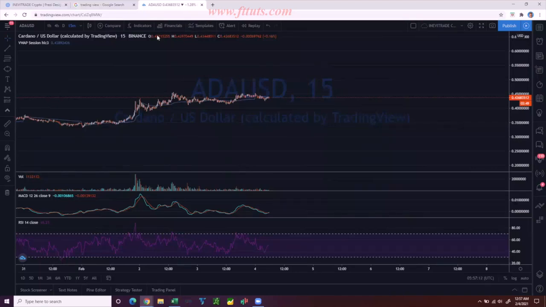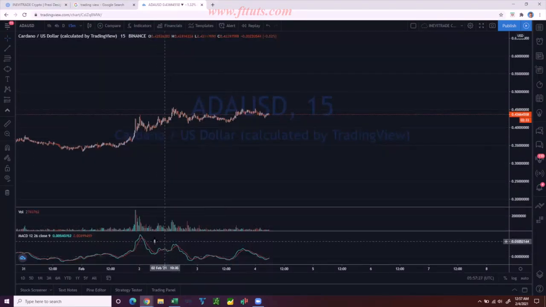I'm going to get rid of RSI. And then MACD, I always keep on my chart. So you can see right here, as we see the convergent and divergent lines intersecting, we have a major shift in price direction on Cardano.